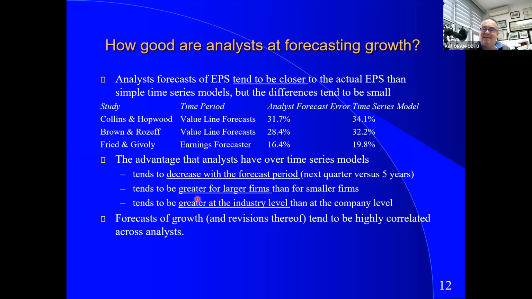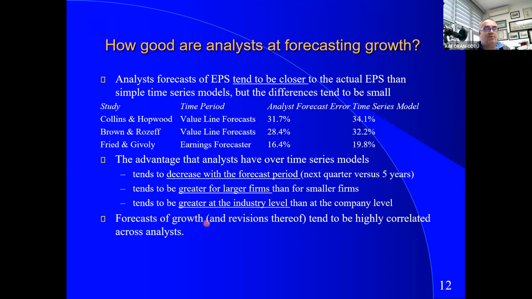The advantage doesn't last for all periods and for all companies. The advantage decreases with forecast period. So for the next quarter, they're much better. For the next 5 years, they might be slightly better. It tends to be greater for larger firms. So if it's a large company being followed by many analysts, they tend to do a pretty good job. But for small companies that not many analysts follow, they do only slightly better than the statistical series. And finally, the advantage tends to be greater at the industry level than at the company level. So forecasts of what's going on in the industry or in the economy are closer than if they're forecasting the performance of an individual company.